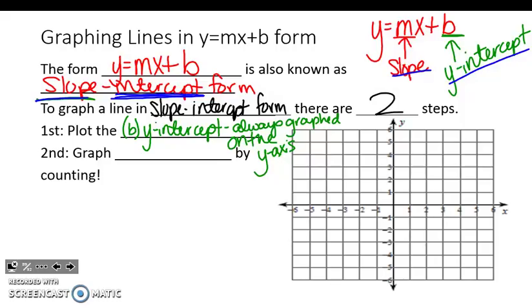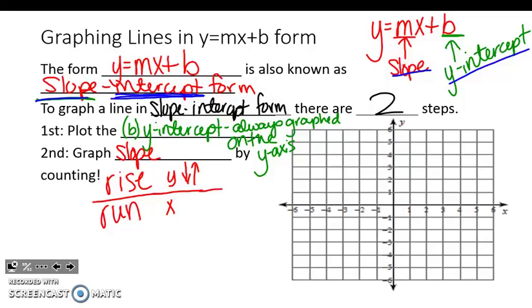Then after that, we're going to graph our slope by counting rise over run. Remember, that's our y value over our x value. And then I'm also going to put the reminder of that: rise is up and down and run is left and right.